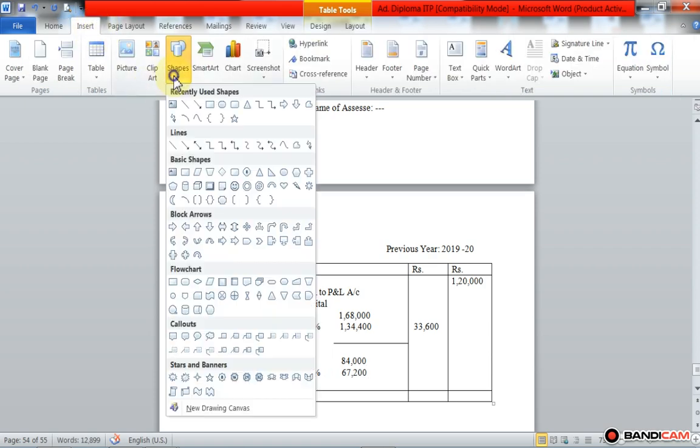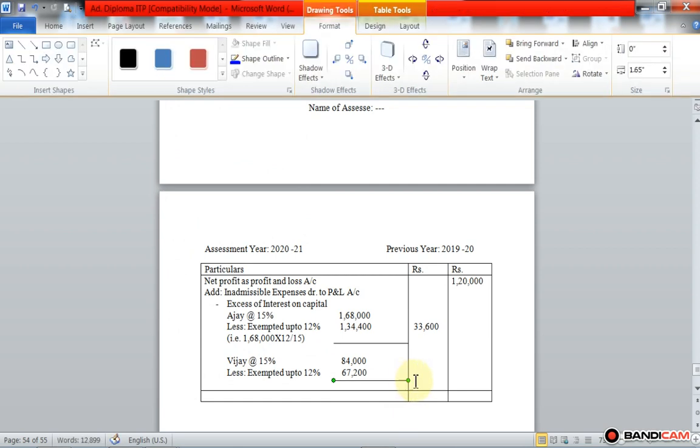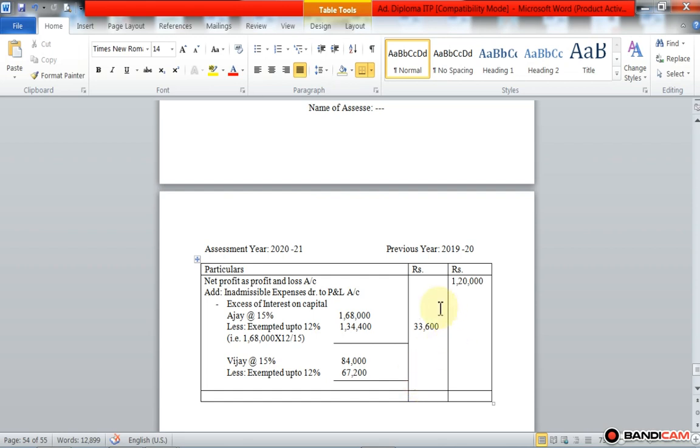Then deduct the exempted amount from the total interest. So here 84,000 minus 67,200, that is 16,800. 16,800 is the disallowed interest.